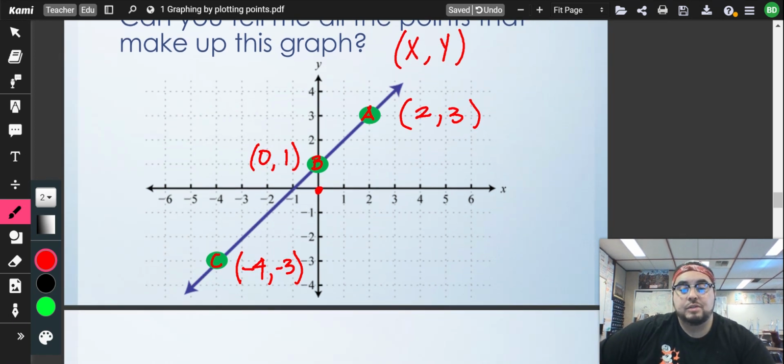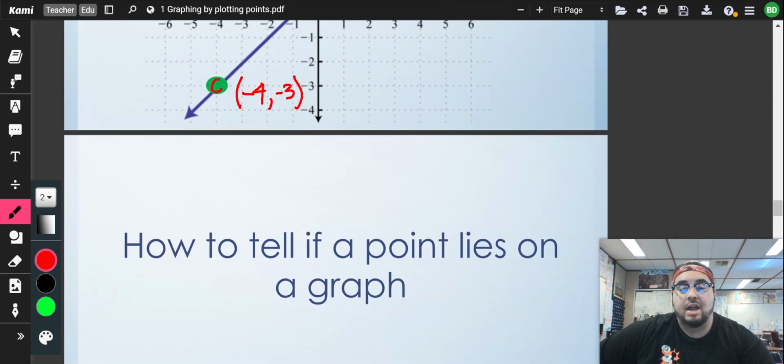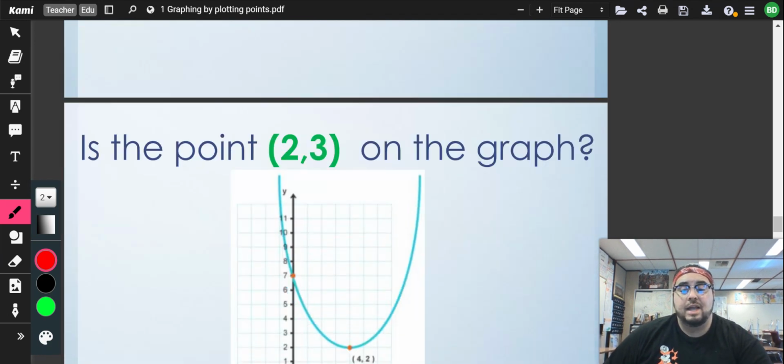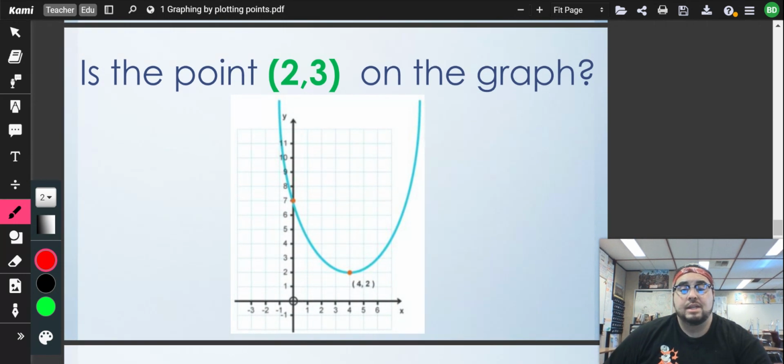Okay, those are our first two skills. Our last skill is identifying whether or not a point lies on a graph. If you're given a picture of a graph, this is actually a super, super easy skill. For example, here is the point (2, 3), and we want to know if it's on this graph of a quadratic, if it's on this parabola.